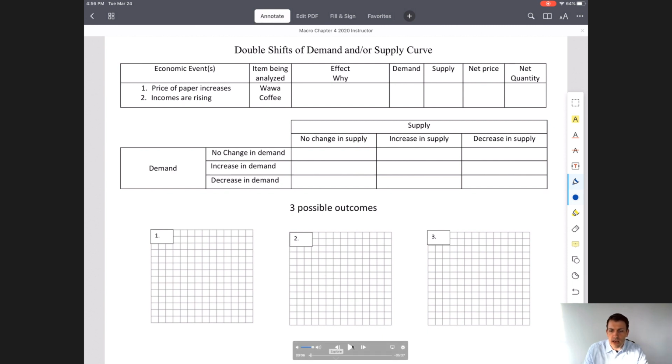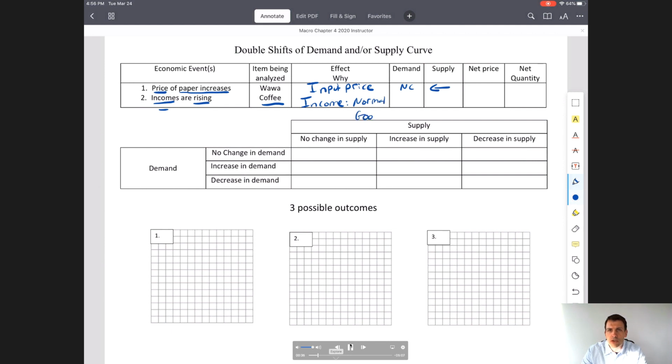So let's go ahead and fill that in. Like I said, paper prices are an input cost. We're looking at Wawa coffee, that's what we're analyzing. So we write input price, which is a supply curve shift, so no change in the demand curve. Supply would shift to the left. Well, at the same time, incomes are going up. We know that if people have more money and it's a normal good, that's going to shift the demand curve to the right.